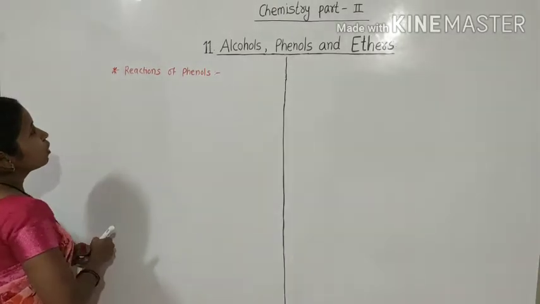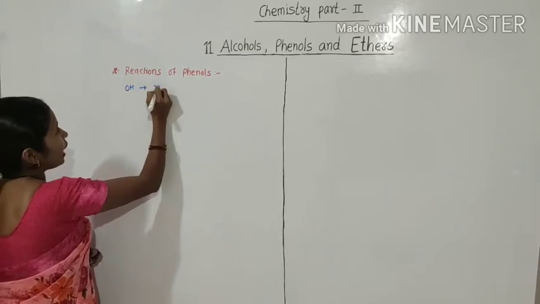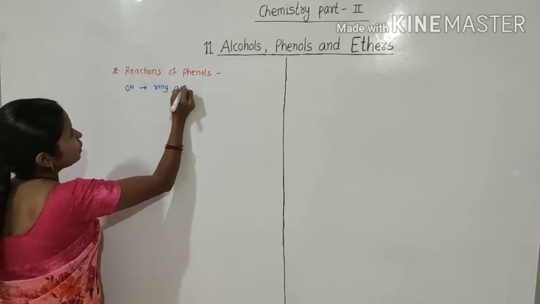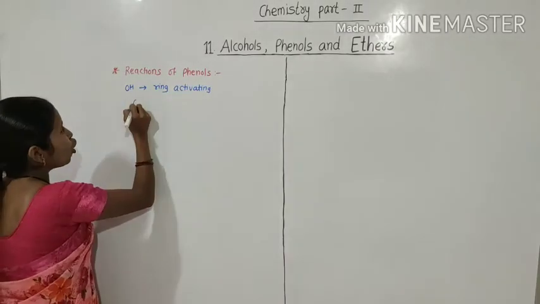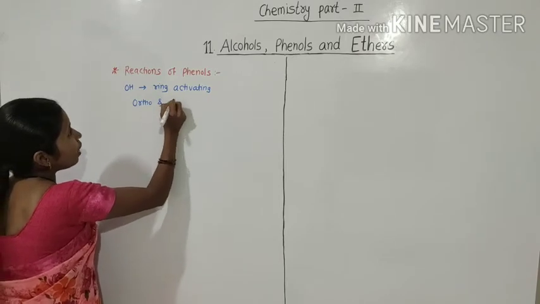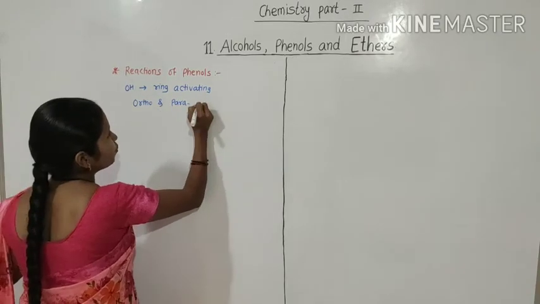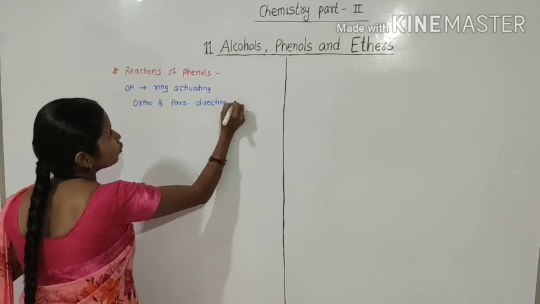The OH group of phenol is ring activating and ortho and para directing group. Let's see ortho and para directing group. So in these phenols, the OH group is ring activating and also ortho and para directing group.